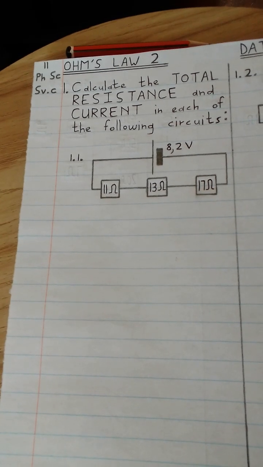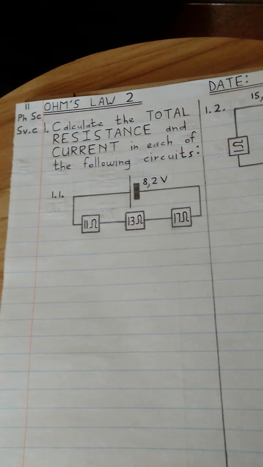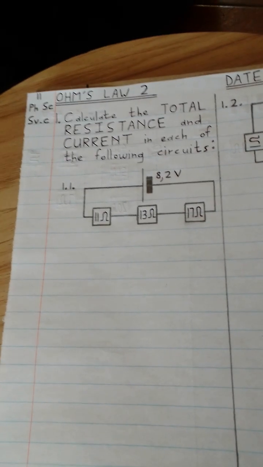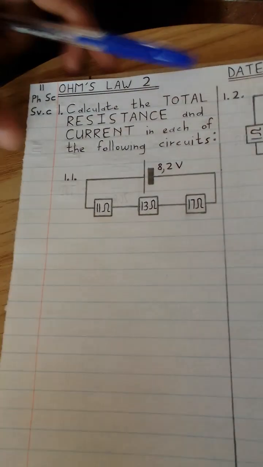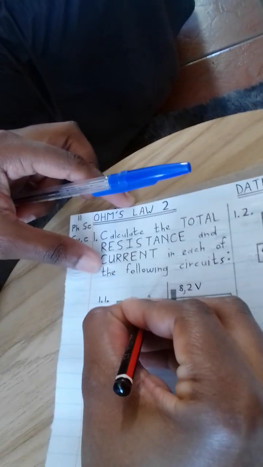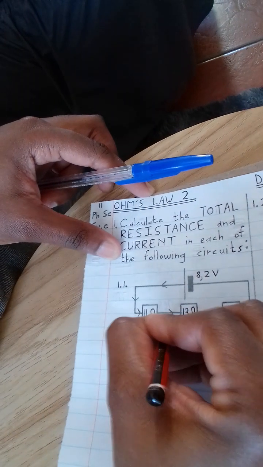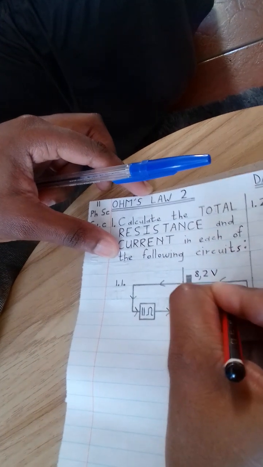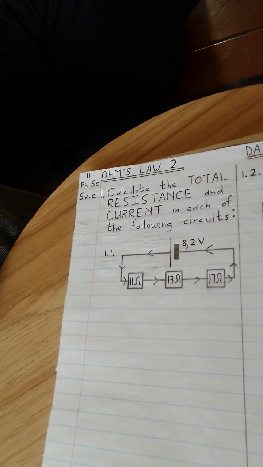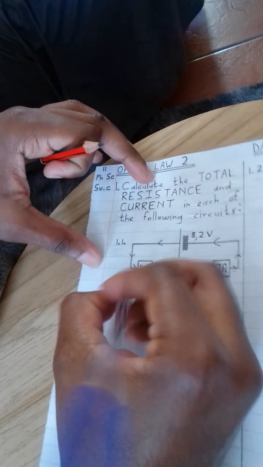1.1, we have that circuit, right? As you can see, we have a cell there with an EMF of 8.2 volts. Then we have 3 resistors. The current will leave the positive terminal this way, flow straight, and then go back to the negative terminal. So there's no branching here. All of these resistors are in series, right?